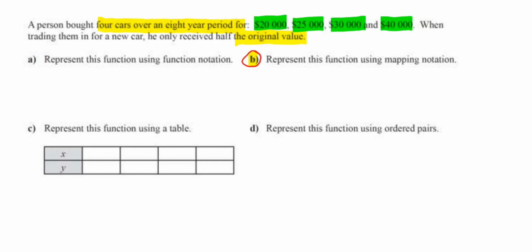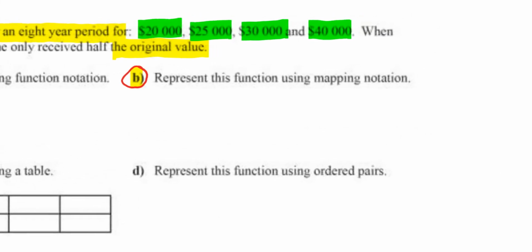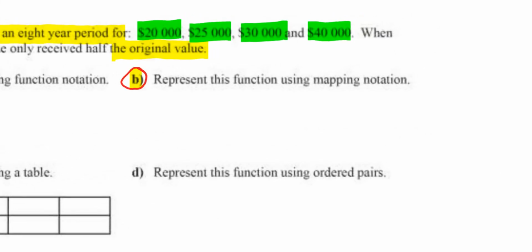Okay, so represent this function using mapping notation. Okay, so what I'm going to do first is I'm going to write out the dollar value of what he paid for those cars. So the first car he paid $20,000. The second car he paid $25,000. The third car he paid $30,000. And finally, the fourth car he paid $40,000.